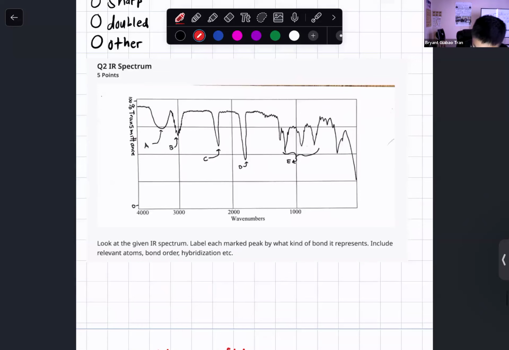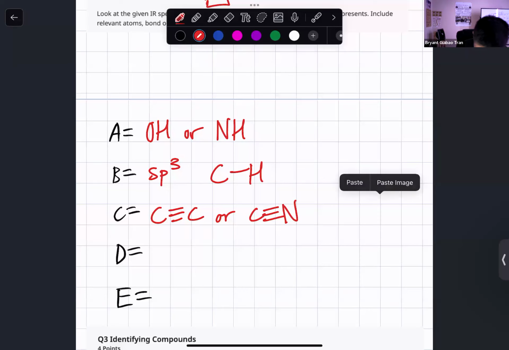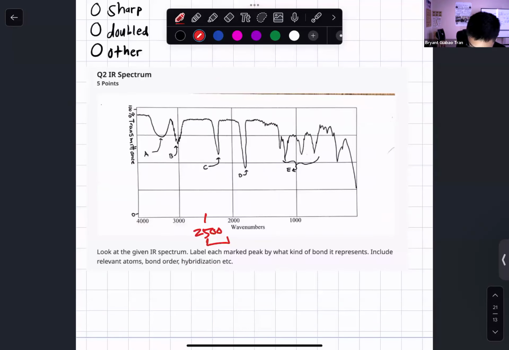What would be C? Be careful of the scale, right? Look at the scale. The wavelength, wave numbers, x axis. Alkyne or nitrile, yes, right? Because in the middle between 2000 and 3000 is 2500. And like your TA said, Kathy, that region, 2000 to 2500, is the triple bond region. So that's going to be the C triple bond C or C triple bond N. Nice.